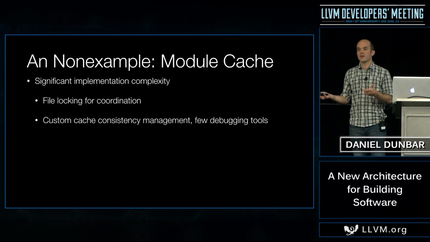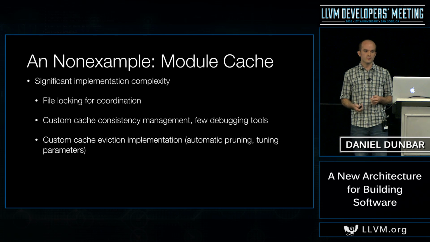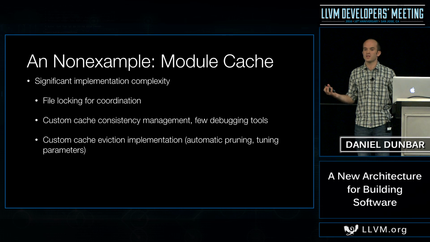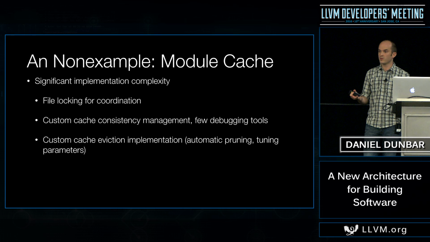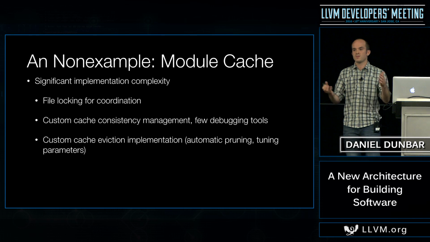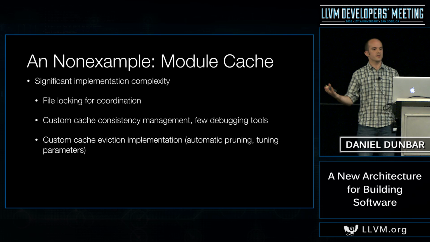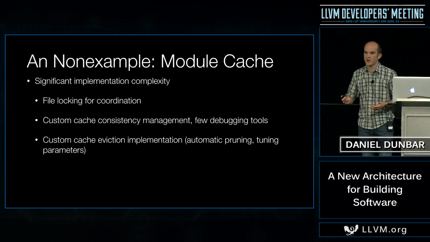And then there's not that many debugging tools for it. It also has to have its own eviction implementation, because modules can be large, so you need them to automatically be removed to save disk space. But then that means that the compiler has some logic for automatically pruning them, and it has some tuning parameters.